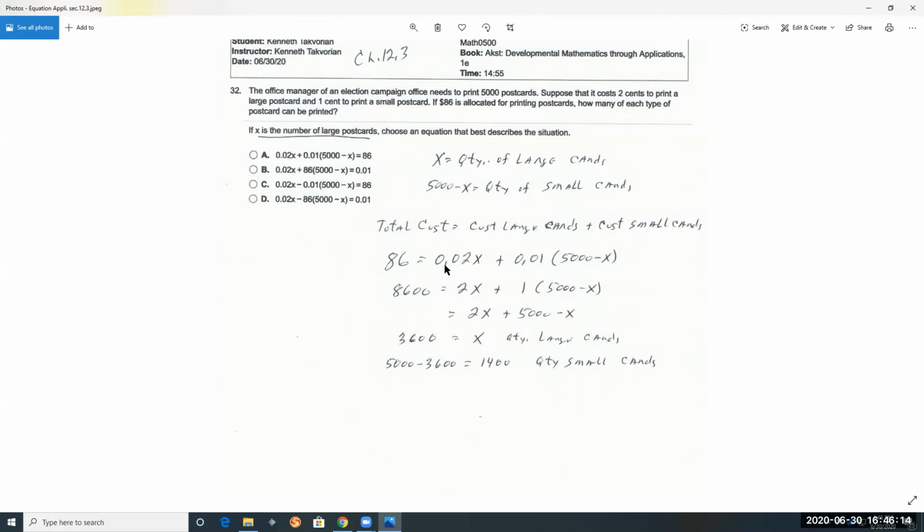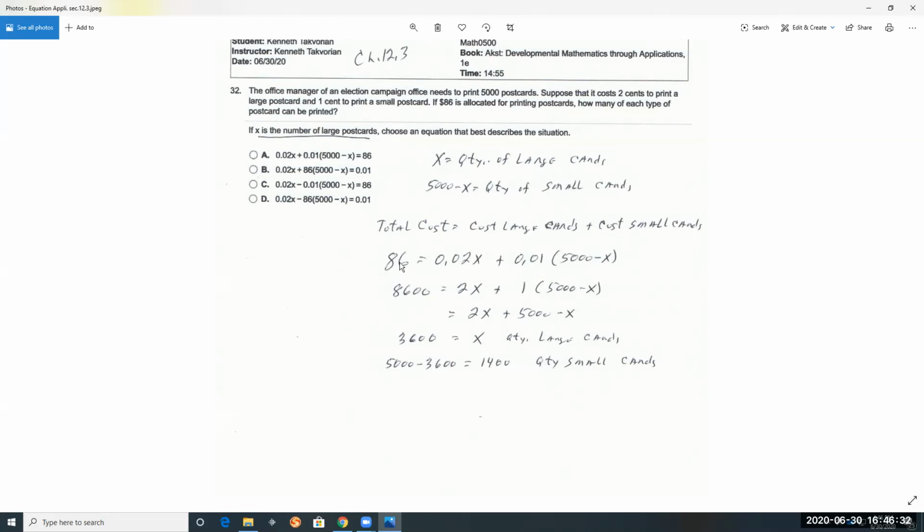Now, what I've done, I don't like working with decimals. I'm giving you some hints. I don't like working with decimals, so I want to remove the decimals first. I notice I have 2 decimal places. To get rid of the 2 decimal places, I'm going to multiply each term by 100.